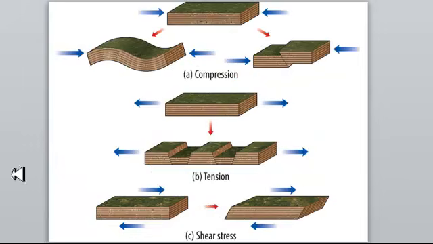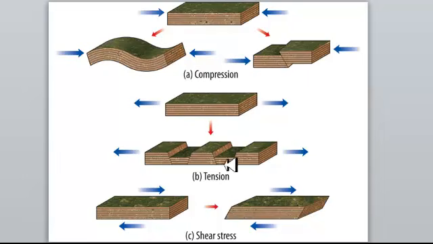So let's review real quick and talk about where we'll see the different types of stress in the crust. Compression is that squeezing type of stress, and you might recall from our plate tectonics discussion that at convergent boundaries plates are colliding. So along convergent plate boundaries we'd expect the rocks in the crust to be under compression for a long period of time.